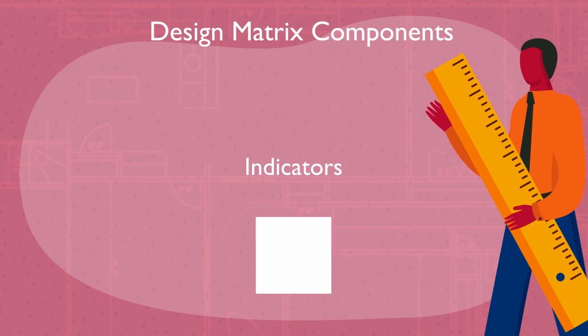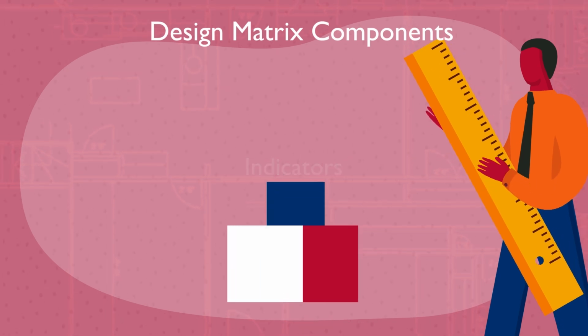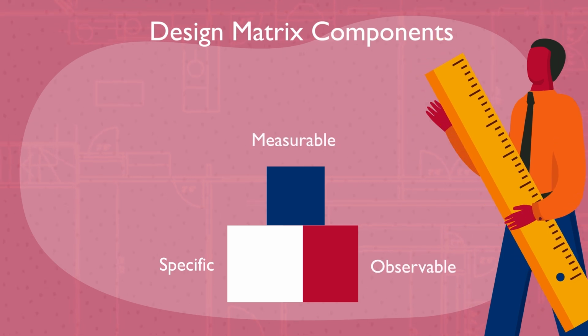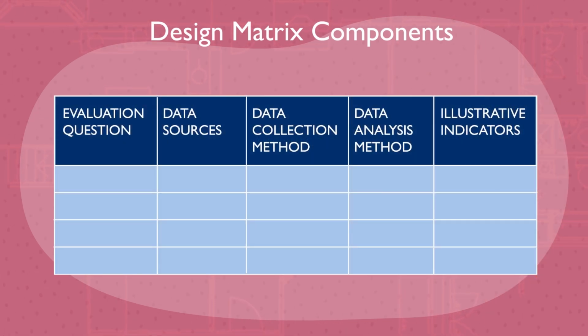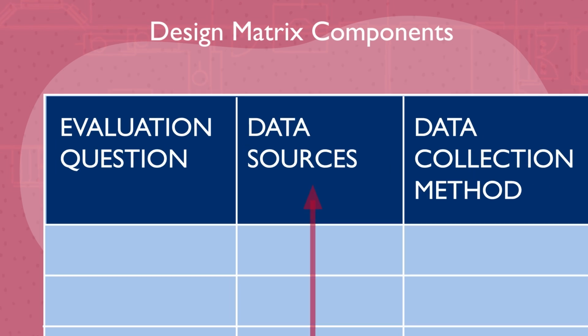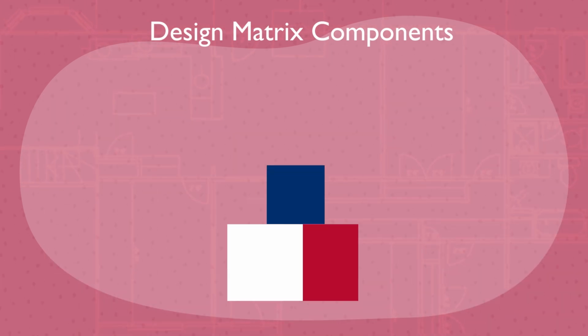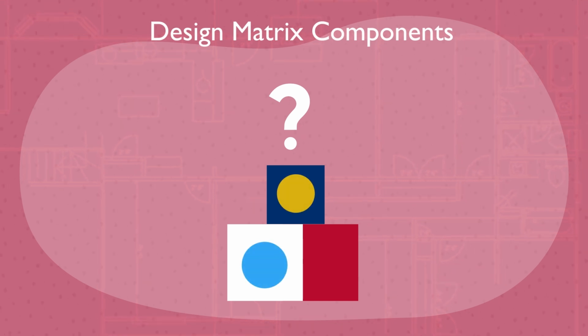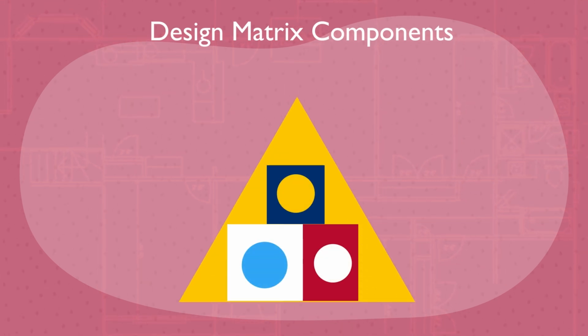Indicators are the building blocks you will use to answer the research questions. What specific, observable, and measurable characteristics would help you answer the question? Indicators can be qualitative or quantitative. Now that you know what information is needed to answer the questions, you have to decide on your data sources. For each indicator you propose, who has this information? You should include multiple data sources for each question to triangulate your findings.